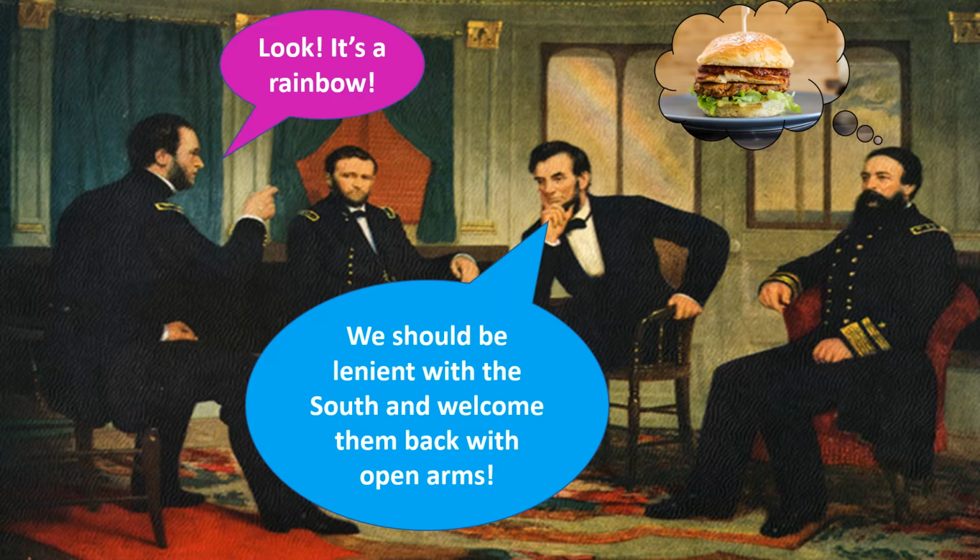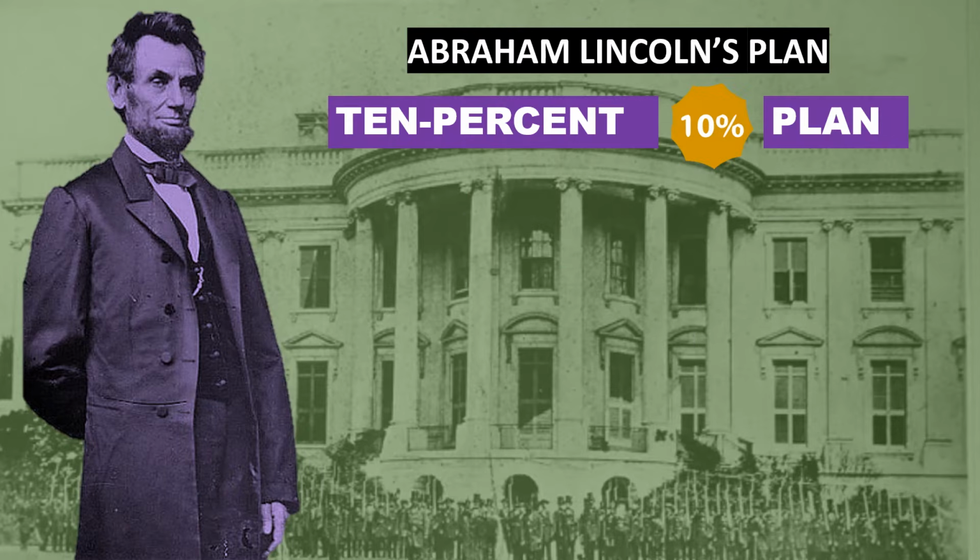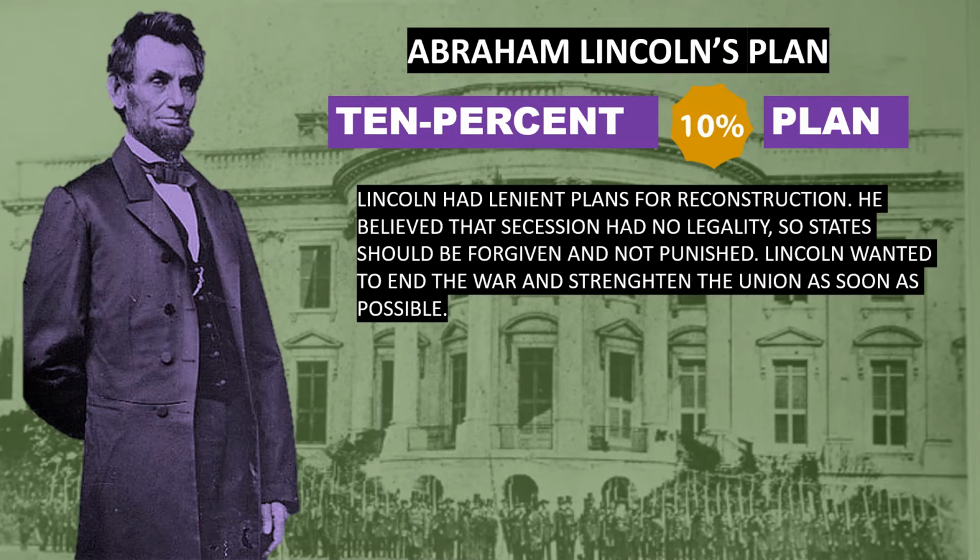Yes, even before the end of the war and Lincoln's death, he had already set out some plans for Reconstruction. Abraham Lincoln's plan. Lincoln's plan for readmitting Southern states was also called the 10% plan. Lincoln had lenient plans for Reconstruction. He believed that secession had no legality, so states should be forgiven and not punished. Lincoln wanted to end the war and strengthen the Union as soon as possible.